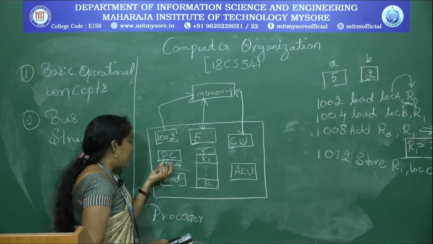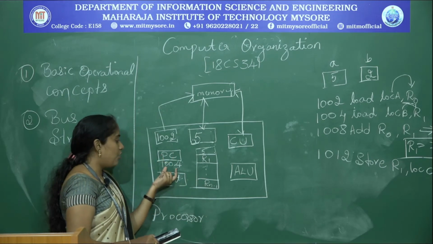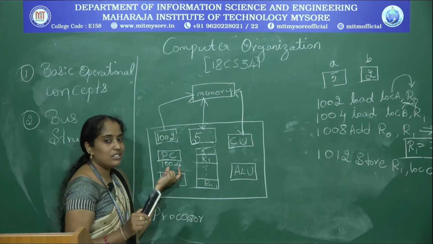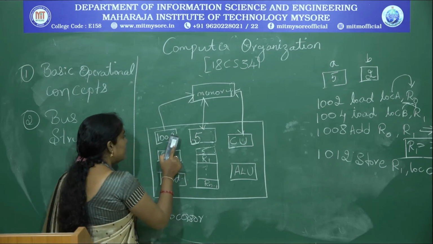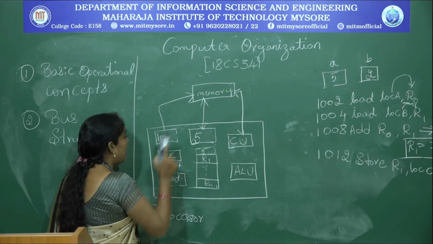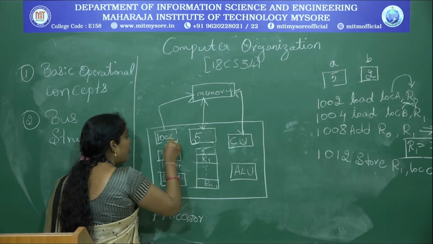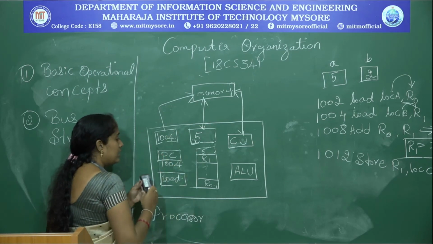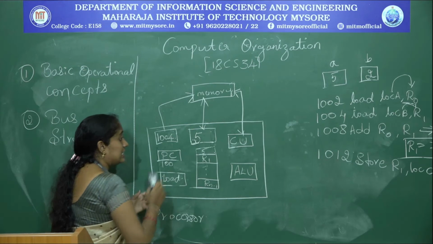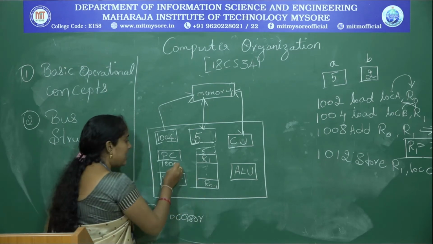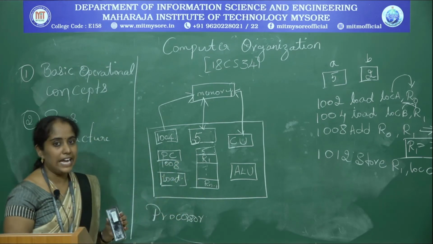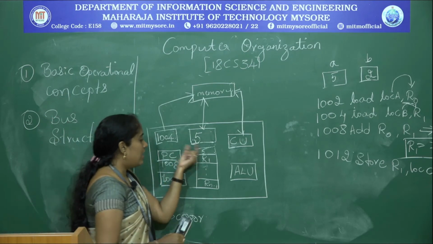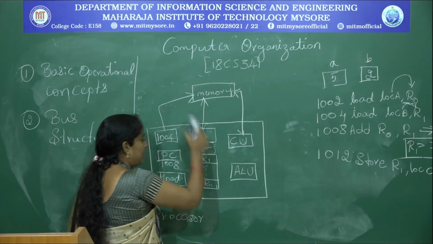So next it will check the program counter value. Now program counter value is 1004. Now this will be the MAR value, which will be replaced with the 4 now. Now it contains the next instruction address, right? That is 1008. Now here it is empty, right?